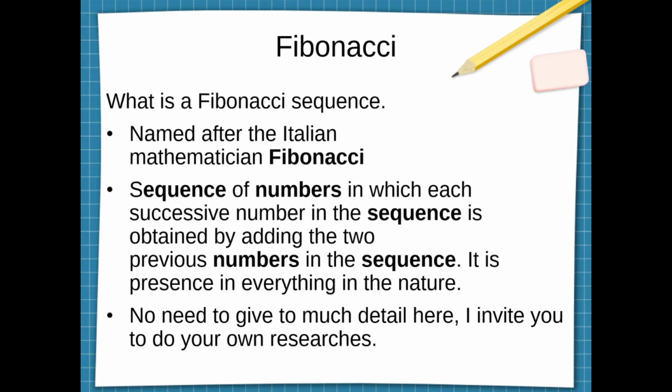What are Fibonacci sequences? It was named after the Italian mathematician Fibonacci. It's a sequence of numbers in which each successive number is obtained by adding the two previous numbers of the sequence. It is present in everything in nature. I strongly recommend that you Google Fibonacci. This is a very fun thing to read about as general knowledge, not just for trading.